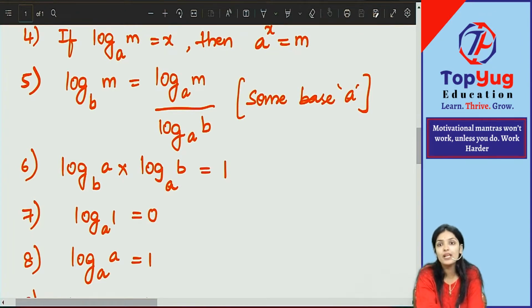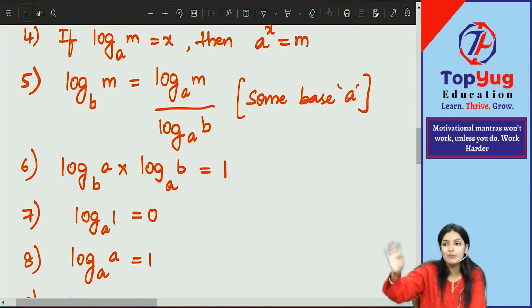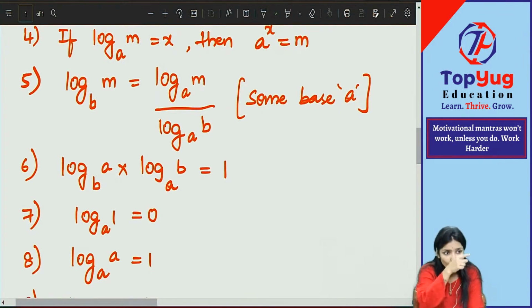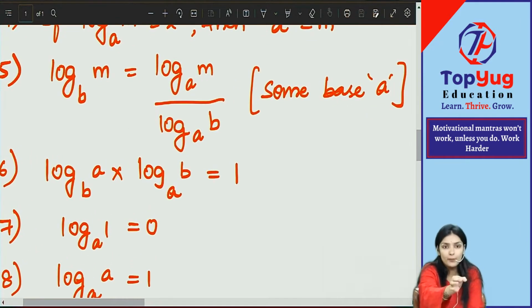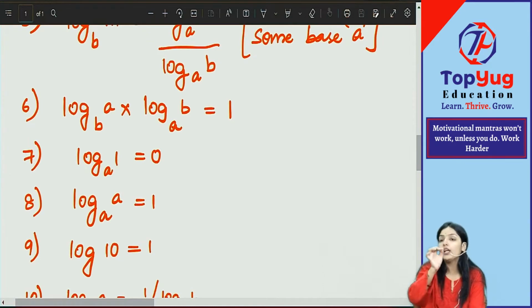Log m to the base b. So this can be split in the form of a fraction, whereby the number you write in the numerator and the base you write in the denominator. So log m to the base a divided by log b to the base a, some base a. It can be any base. So we have split log m to the base b as log m to the base a divided by log b to the base a. You have to split it.